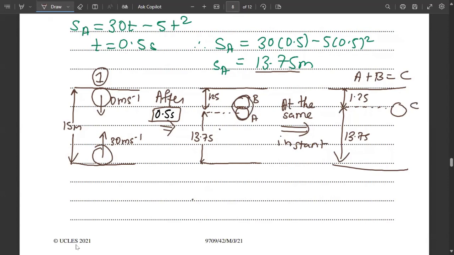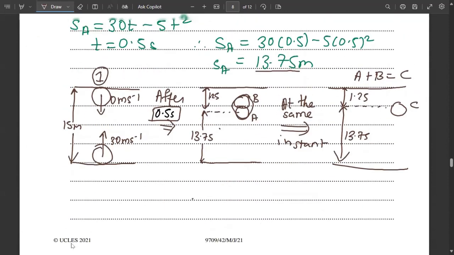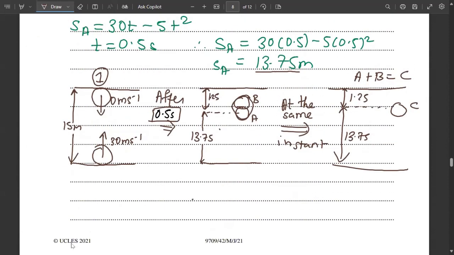So this is what happens. Now find the difference between the two possible times at which C hits the ground. C will move somewhere now, probably up, probably down, that we'll have to find out, and it will touch the ground. So the time taken from here, t equals 0, to here, my bad, t equals t. How much time will it take? That we have to find out. So how will we do that now? We'll do it with the help of momentum.